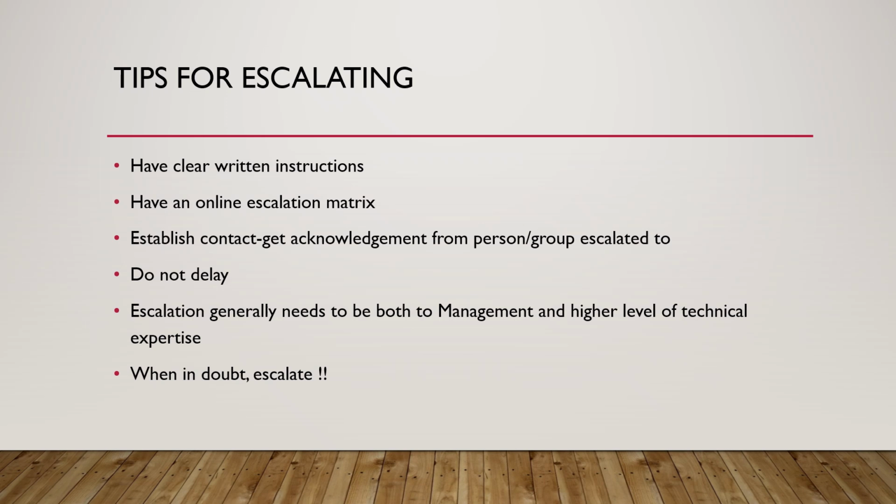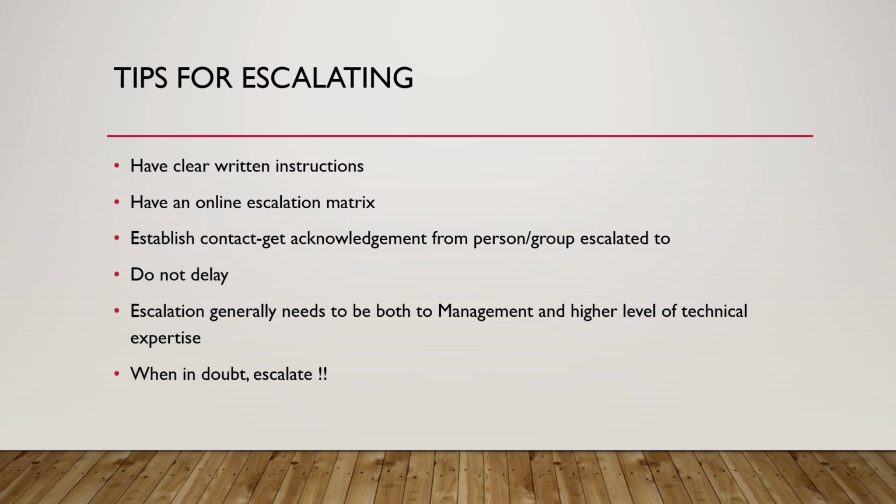Some tips for escalating. Don't leave ambiguity, have clear written instructions, establish an online escalation matrix where you can show how the escalation will flow, which groups will be involved in the escalation. Then another important thing is that escalation is not a one-way communication, it is a two-way communication. So if your X is escalating to Y, then Y should acknowledge back. That is, if we are escalating to, let us say, our manager, we need to ensure he has got our message and has agreed to look into the matter. Otherwise, we need to escalate to the next level.